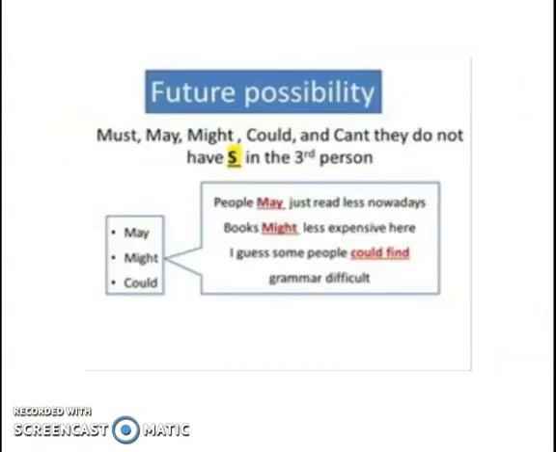Let's take a quick review of all those modal verbs which explain possibility and future possibility, but they do not take s in the third person. For example, notice the use of may here: People may just read less nowadays. Use of might: Books might be less expensive here. Then use of could: I guess some people could find grammar difficult. This is how you say that these are certain possibilities, certain reasons. You are mentioning all these by using different modal verbs.